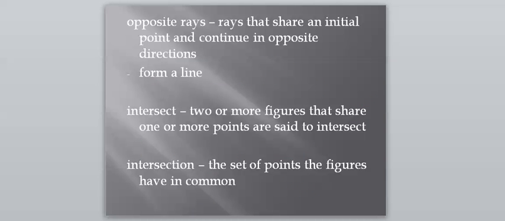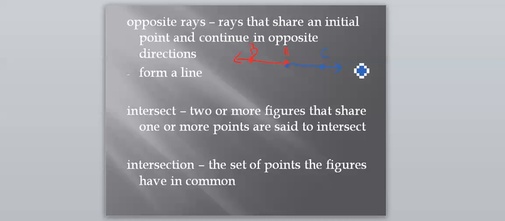We also have what are called opposite rays. These are 2 rays that share an initial point and continue in opposite directions. So here's that initial point that was A, and here's B. And I'm going to draw another ray that starts at A and goes in the opposite direction. Let's just say this is C. And if you notice, those opposite rays form a straight line.